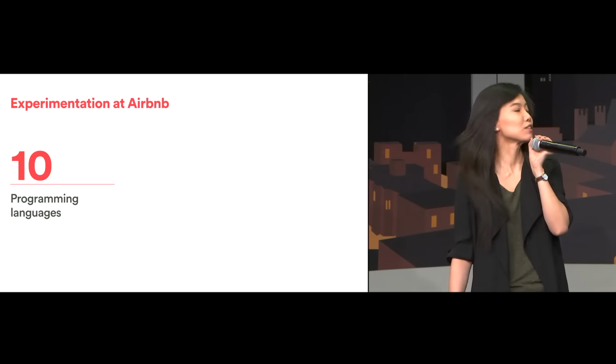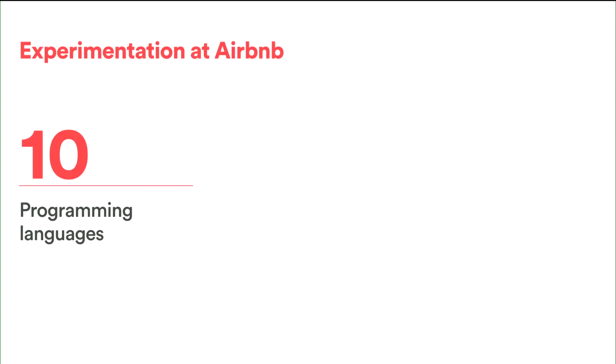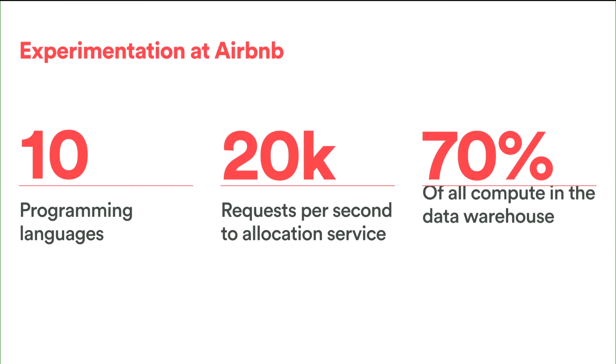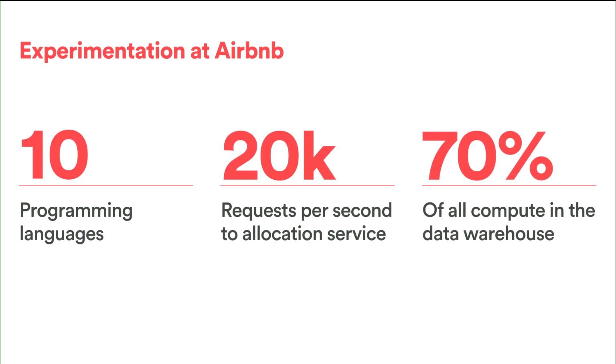More numbers here: our platform supports 10 different programming languages. Basically, if you want to run an experiment in any component in our system, you are allowed to do that. Our server takes 20,000 requests per second asking for the allocation service. 70% of the compute in our entire data warehouse is just to support this experimentation purpose.